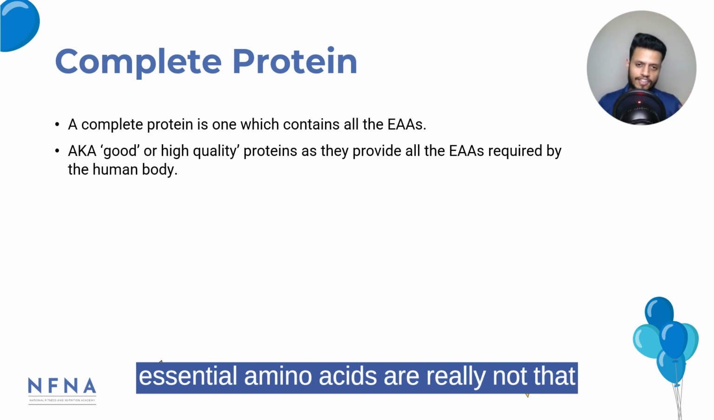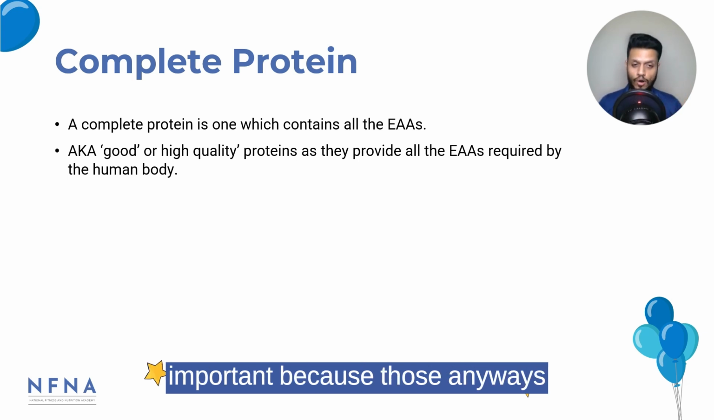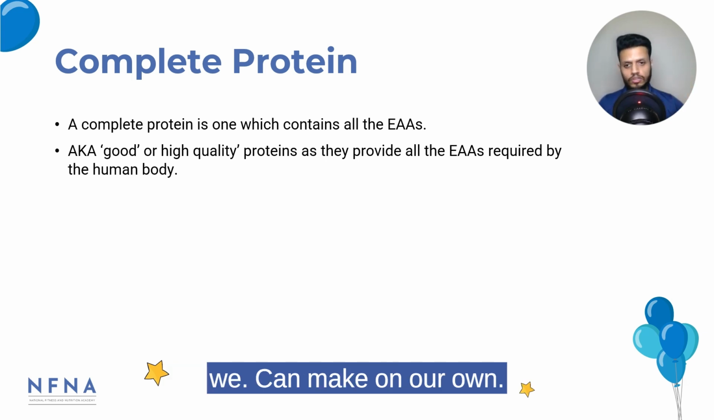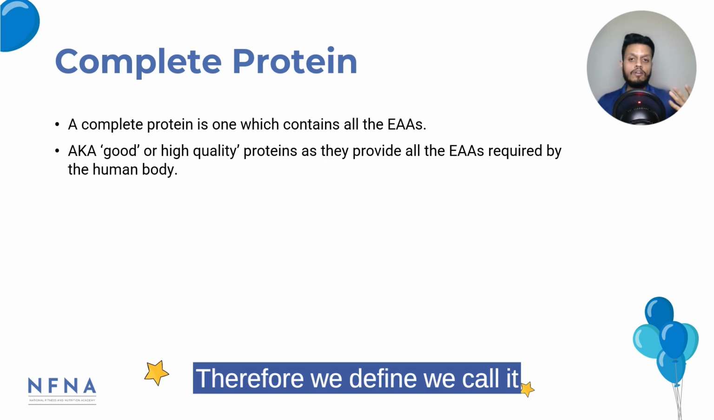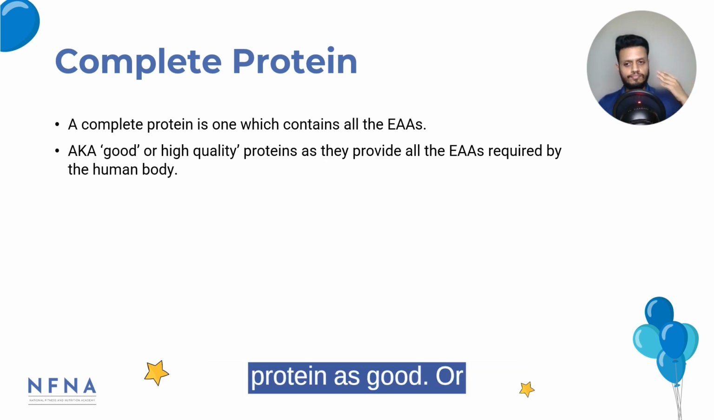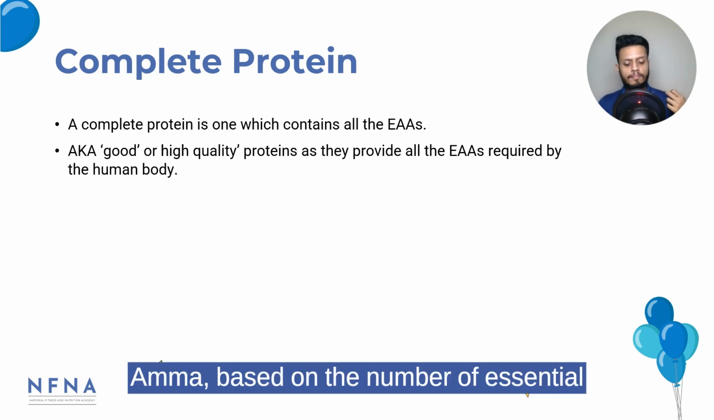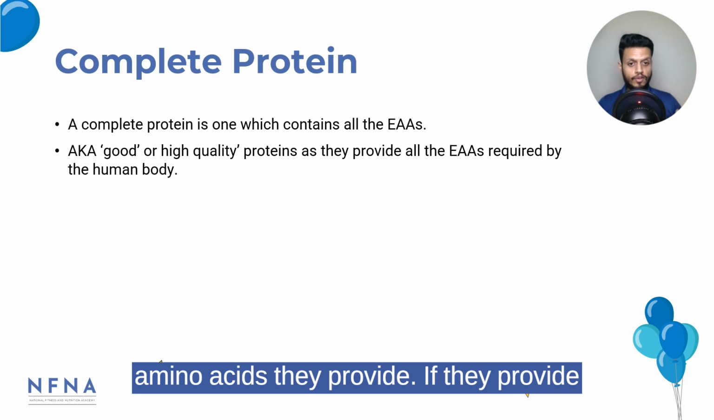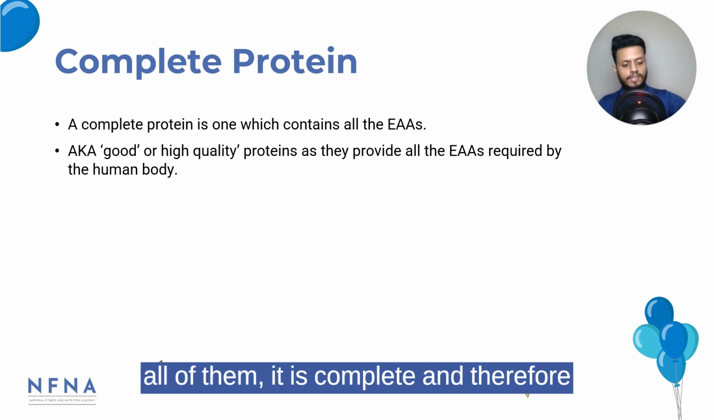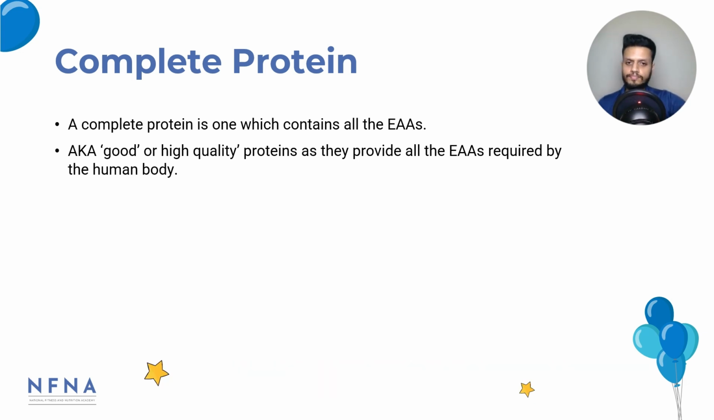Non-essential amino acids are really not that important because those anyways we can make on our own. Therefore, we call a protein good or mediocre, high quality or bad quality, based on the number of essential amino acids they provide. If they provide all of them, it is complete and therefore it is good.